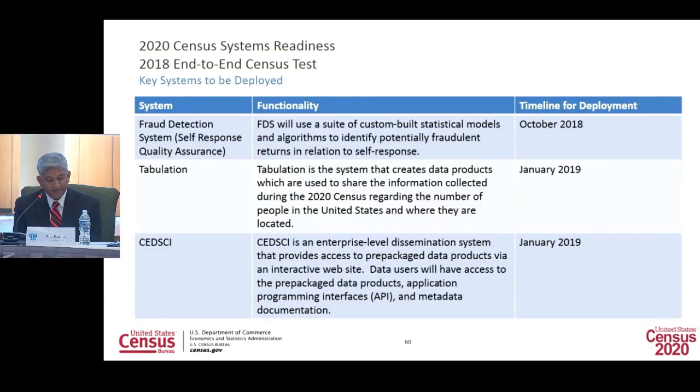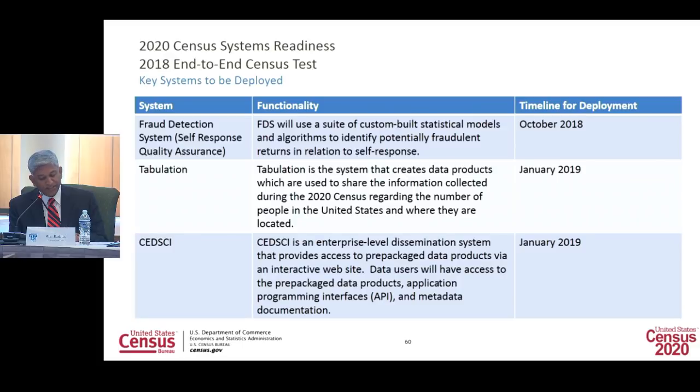FDS, which, as I mentioned, will be renamed to Self-Response Quality Assurance System, will have the ability to run custom-built statistical models and algorithms to identify potential fraudulent returns in relation to self-response. For 18 tests, the models will be run in batch at the conclusion of the end-to-end census test. These models use a variety of data sources to assess the likelihood that individual responses are potentially fraudulent, as well as identify suspect cumulative trends, both temporal and geospatial.